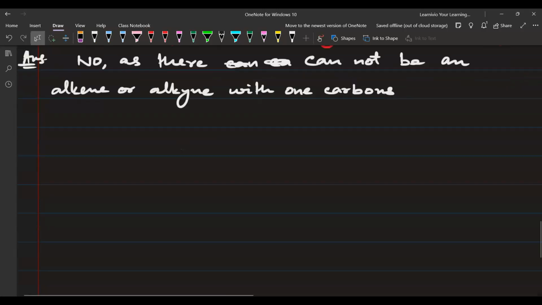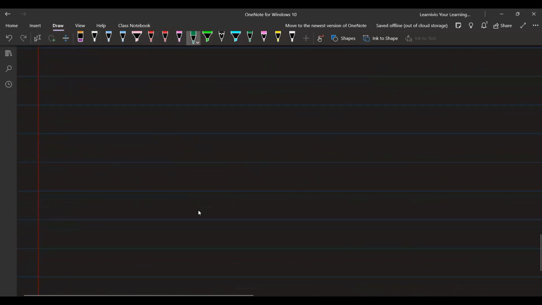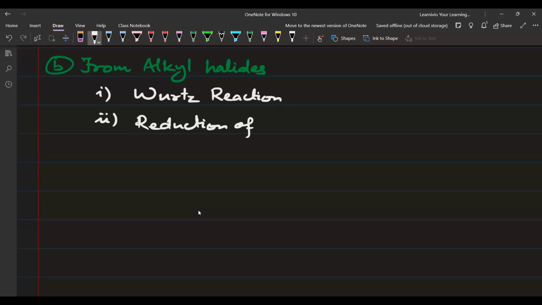Okay. Moving on. So this is the catalytic hydrogenation, which is over. Next is from alkyl halides. B part is from alkyl halides. In alkyl halides, we have two reactions. The first reaction is Wood's reaction. The second reaction is reduction of alkyl halide.